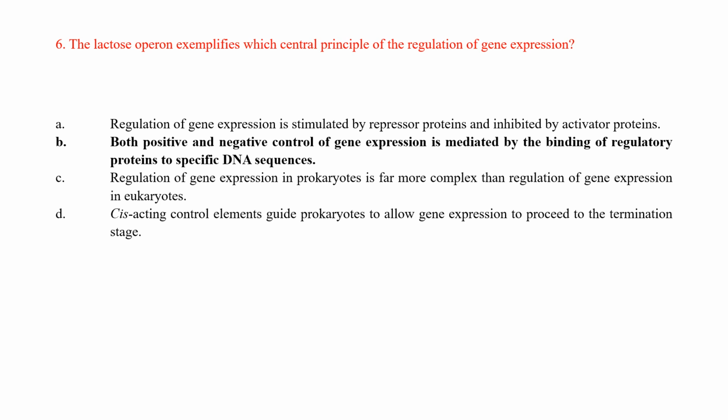The only possible answer is letter B. Both positive and negative control of gene expression is mediated by the binding of regulatory proteins to specific DNA sequences, so naturally these are going to be repressors and of course your activators. Letter A is simply a false statement. We know that regulation of gene expression is not stimulated by repressors and therefore also not inhibited by activators. And letter C, regulation of gene expression in prokaryotes is not more complex than for eukaryotes. And while true, cis-acting control elements guide prokaryotes to allow gene expression, it does not give us the perfect example of the regulation of gene expression.